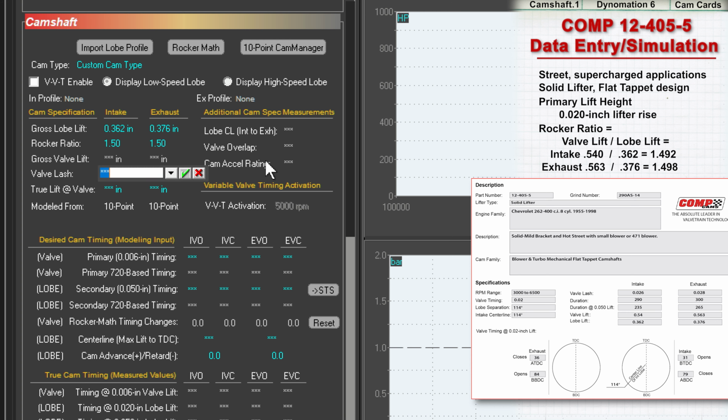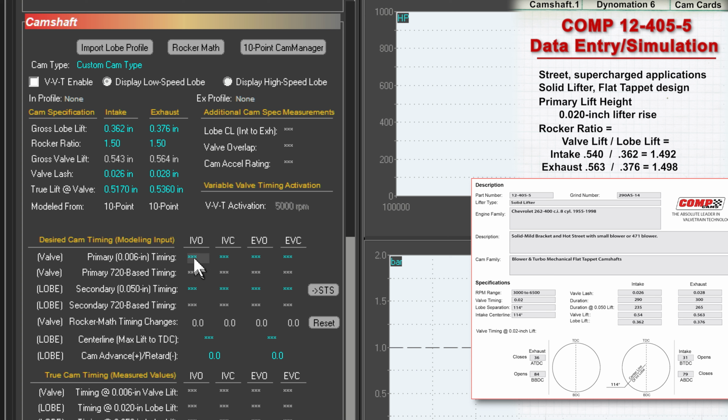Next, enter valve lash of 26 thousandths for the intake and 28 thousandths inch for the exhaust. The simulation now calculates the true lift at the valves, also called net lift. It's always a good idea to check these values with the cam card, and they do match once you subtract lash from the valve lift shown on the card.